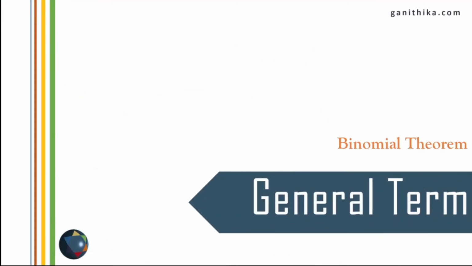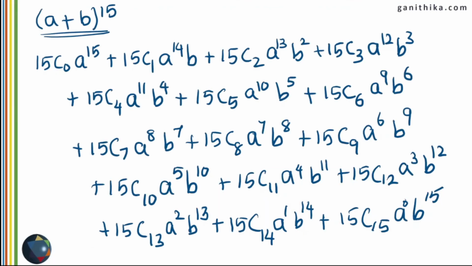Let's find any general term in the expansion. So let's consider the same expansion (a + b)^15. What do you mean by general term? This term is called term 1, 15C0 a^15, which also has b^0. The next term, 15C1 a^14 b, is called term 2. 15C2 a^13 b^2 is called term 3, and this is term 4, term 5 and so on.